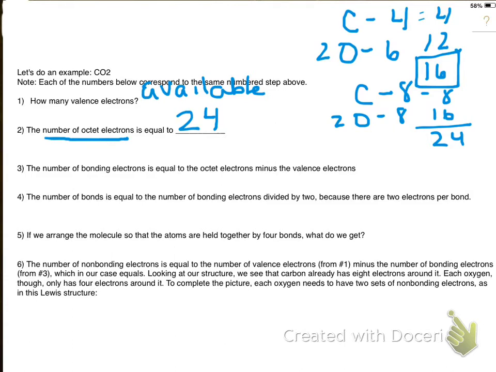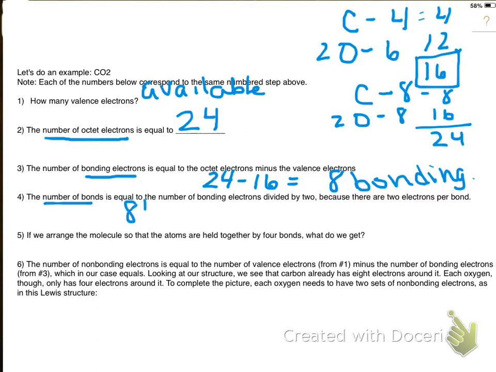Now, what we're going to do is figure out the number of bonding electrons. That means the number of electrons that are involved in bonds. This is equal to the octet electrons minus the valence electrons. So 24 minus 16 gives us 8 electrons that are going to be shared. Okay, so they're going to be involved in bonds. We can figure out the number of bonds by taking 8 divided by 2 because there's 2 electrons for each bond. That tells us that we are going to make 4 bonds in this CO2 or carbon dioxide molecule.